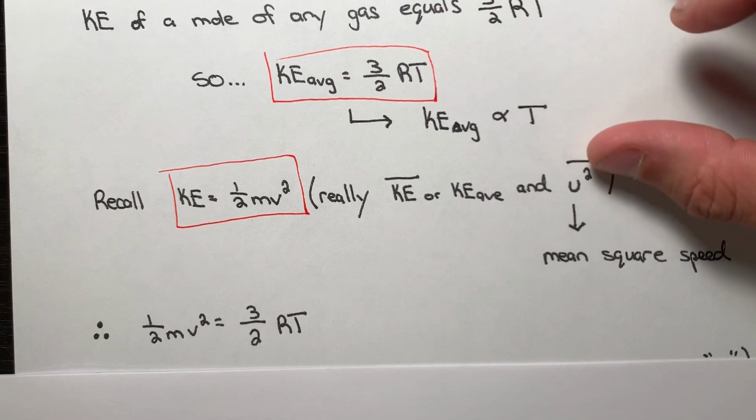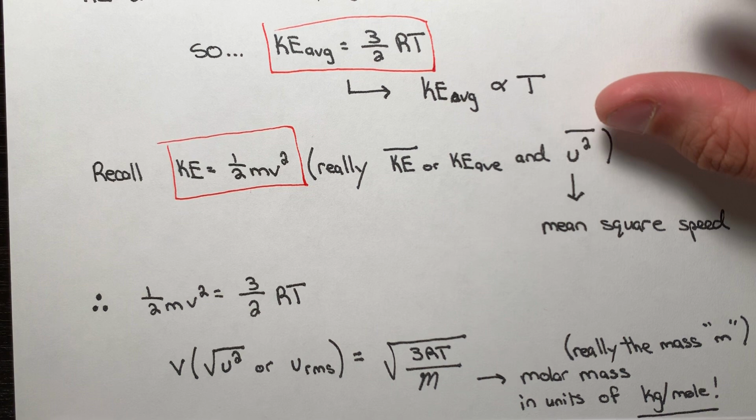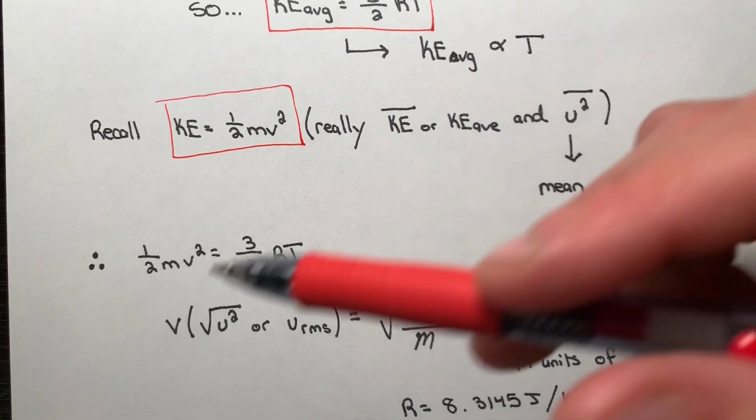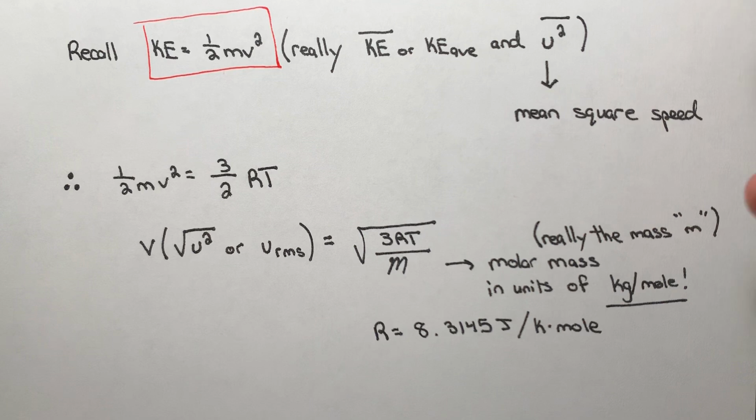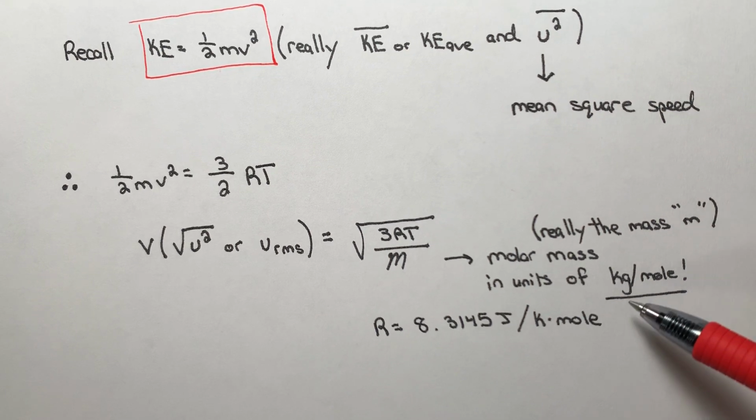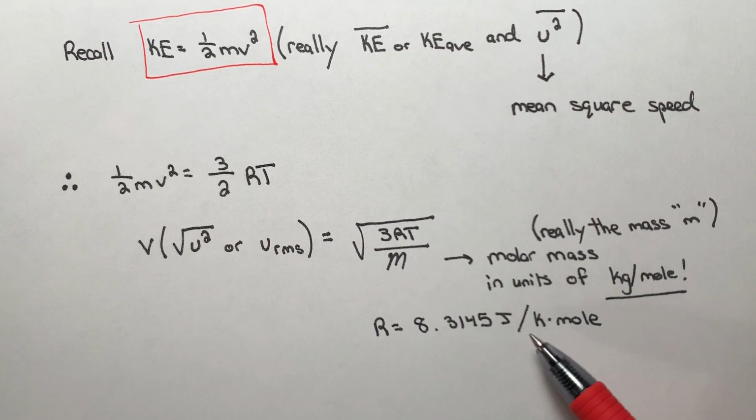And with some rearranging, we can solve for velocity being equal to the square root of 3RT over M, where this M is a large cursive M, historically written. It stands for molar mass. Now in our specific equation here, the units of molar mass will be in kilograms per mole, given the units I've used for the universal gas constant. This is a little different than what we're accustomed to: 8.3145 joules per Kelvin mole.